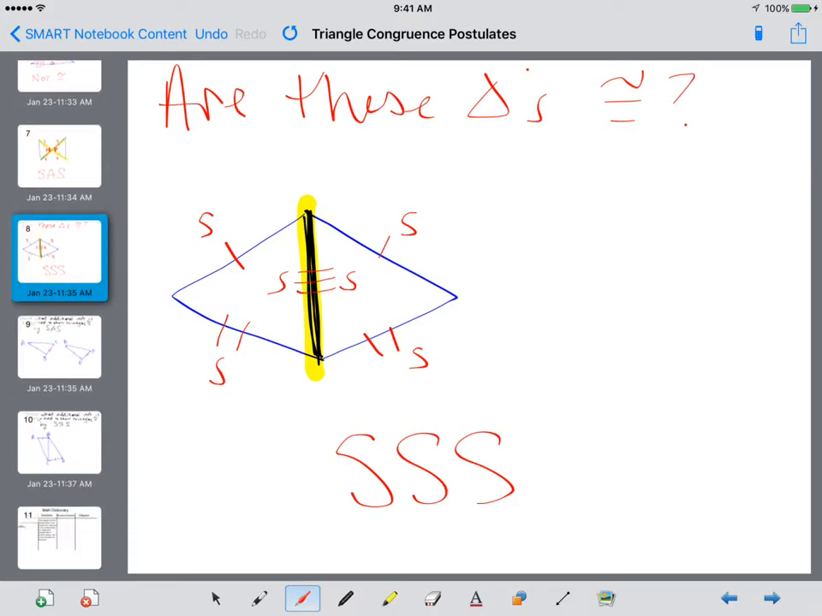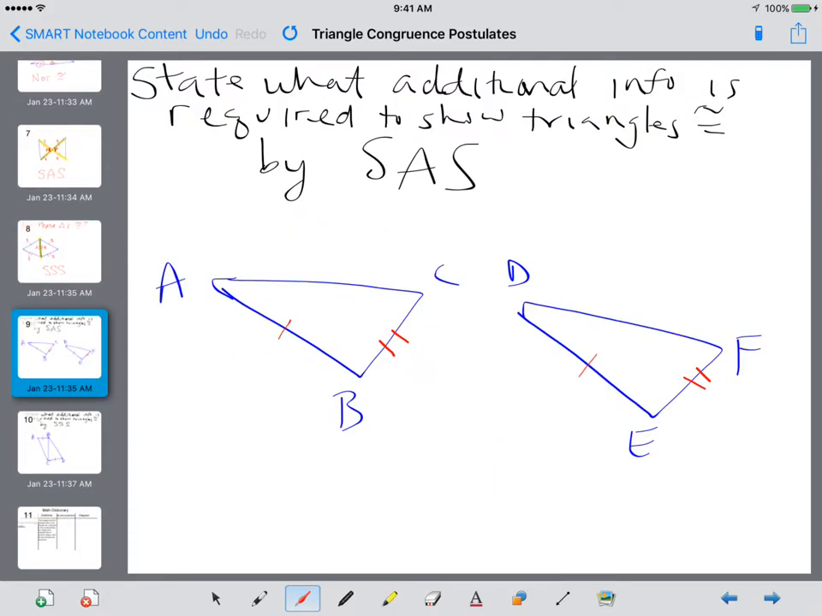2 more examples. Question states, state what additional info is required to show the triangles are congruent by side-angle-side. Well, if we're given the 2 sides already, in order for side-angle-side, we need the included angle. So AB meets at B and CB meets at B. Therefore, we would need to know angle B congruent to angle E. If we knew angle B is congruent to angle E, then we could state that they are congruent by side-angle-side.